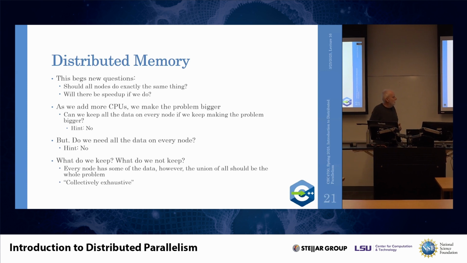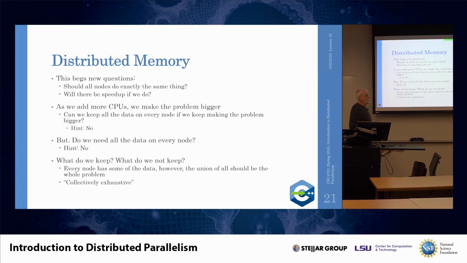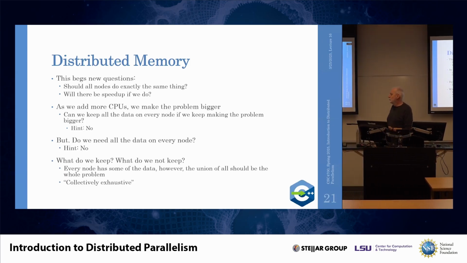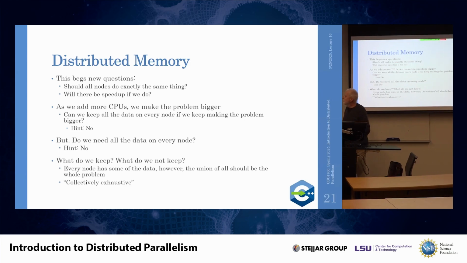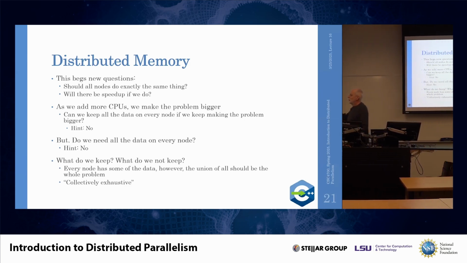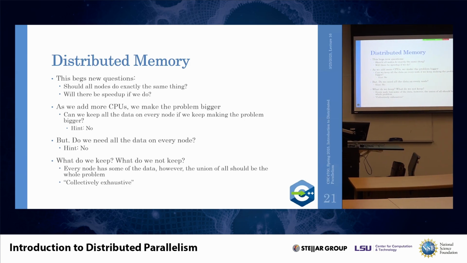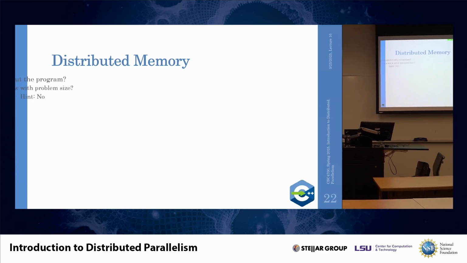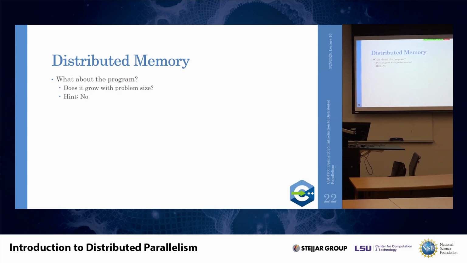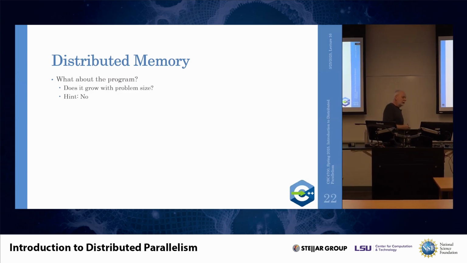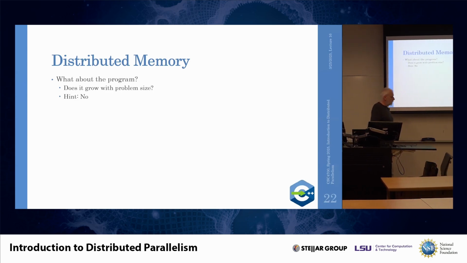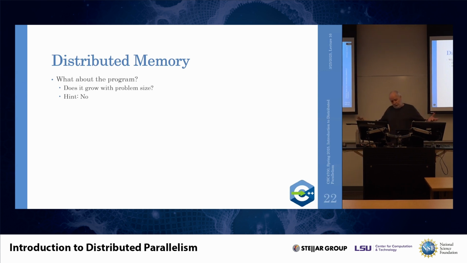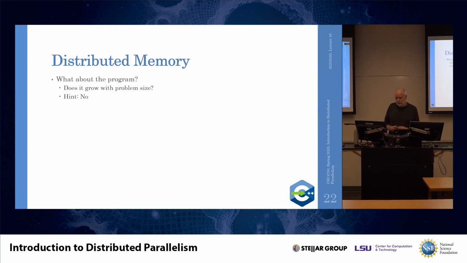Let's assume that every node has some of the data, but the union of it should be all of the data. There might be some overlaps, as we will see soon, next lecture perhaps, but overall it should be collectively exhaustive. So all the data should be somewhere. Otherwise we can't solve the problem, which is kind of obvious. Okay, data, we have kind of decided. We said we can split the data into pieces. We should be able to make the problem larger by having more nodes, by splitting the data into smaller pieces.